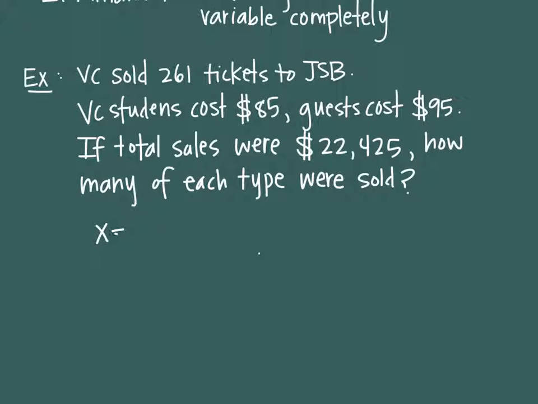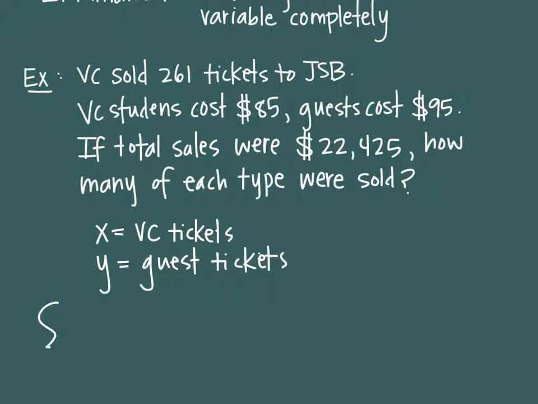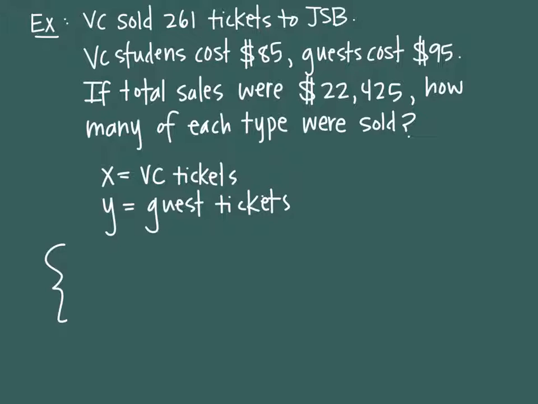So we've got X, and we'll call those VC tickets. And we've got Y, which are guest tickets. When you write your own equation for a system, there's always going to be an X plus Y option. All right, what does X plus Y equal in this situation?